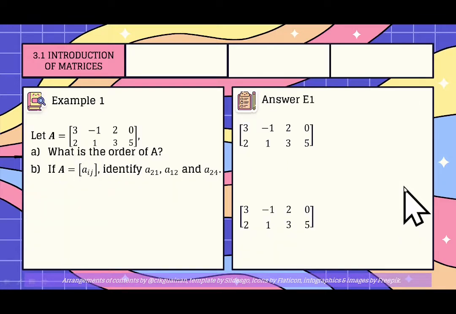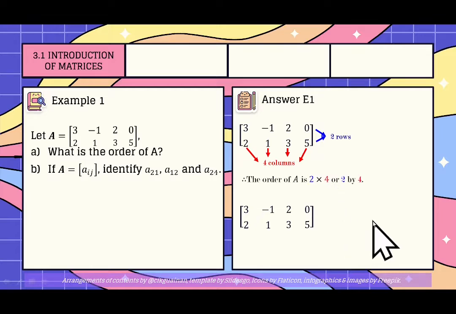Let's go for the first example. What's the order of this matrix? Okay, let's see. We have 2 rows over here, and we have 1, 2, 3, 4 columns. So the order of A is 2 by 4.